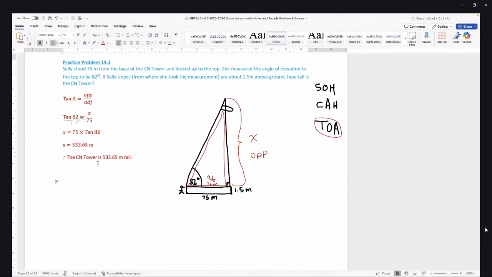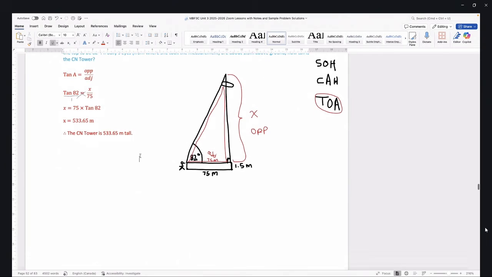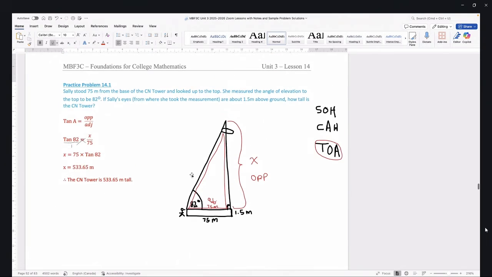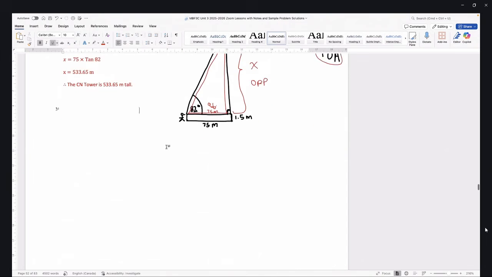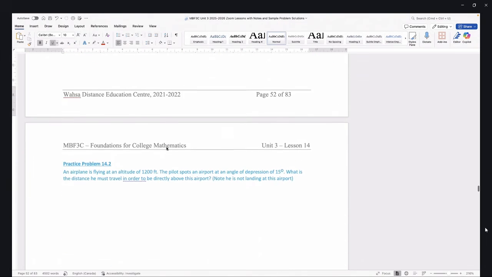Therefore, the CN tower is 533.65 meters tall. So diagram, determine what I had to do to solve the problem, do the substitutions, and then work it out. So there is a problem involving, again, because it's a right angle triangle, we can use SOHCAHTOA. Nice and simple and fairly quick to get to the answer. So let's try another example.